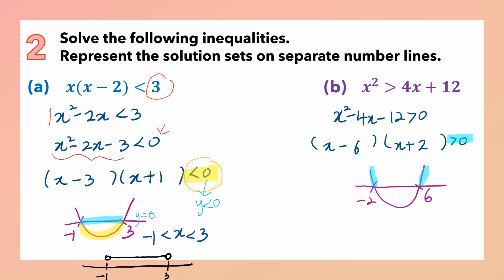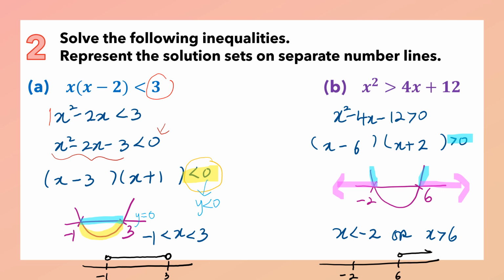So there are two curves that I have highlighted here. Because there are two curves highlighted, you will get two sets of inequality. The first one is x less than -2. The second one is x more than 6. So you can draw the number line. In this case again, we use empty circles because it's not inclusive of -2 and 6.